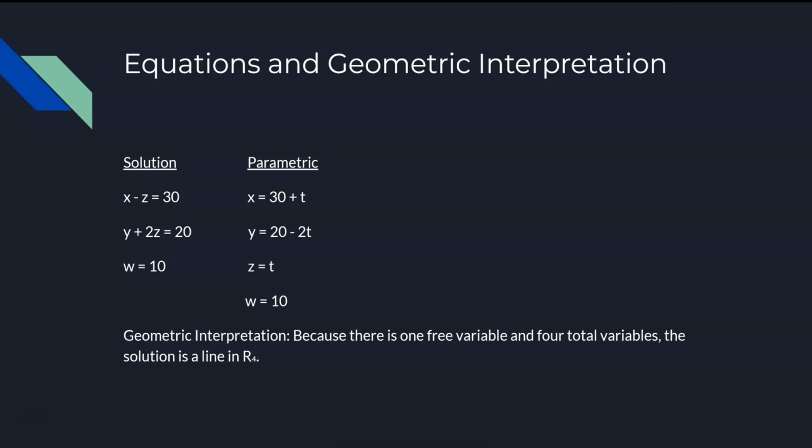The geometric interpretation for the solution is that because there is only 1 free variable and 4 total variables, the solution is a line in R4. The 1 free variable is z, and the 4 total variables are x, y, z, and w.